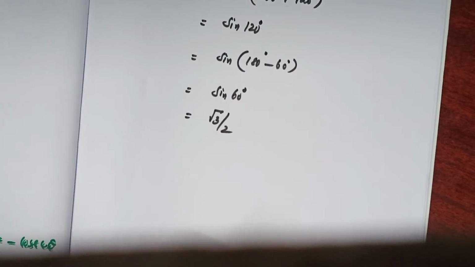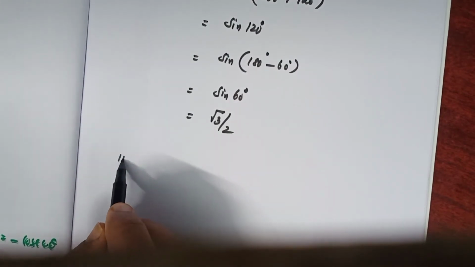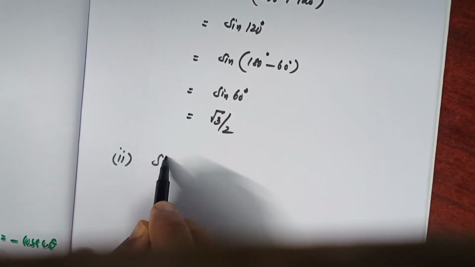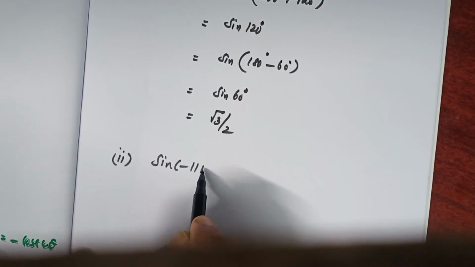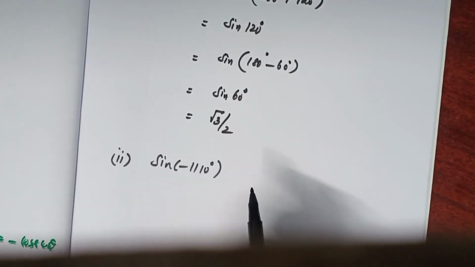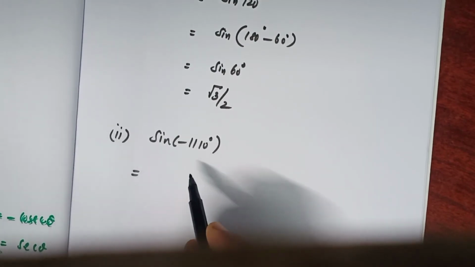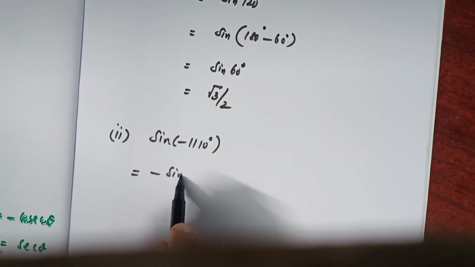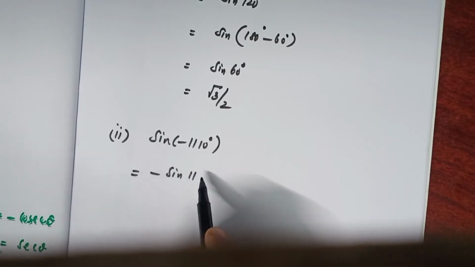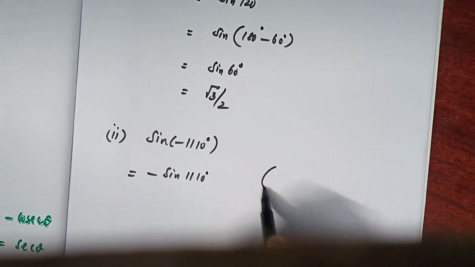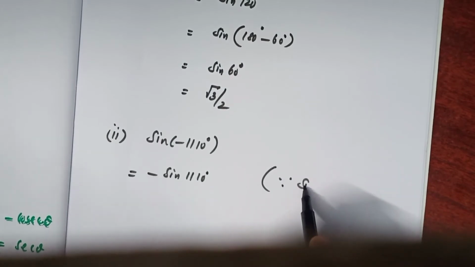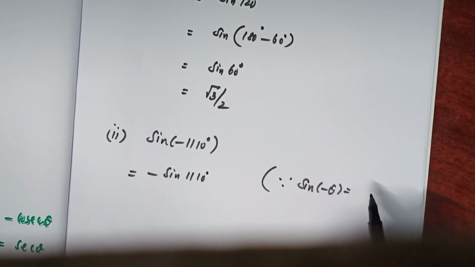Okay. Now subdivision number 2. Subdivision number 2, sine of minus 1110 degrees. We know that sine of minus theta is equal to minus sine theta. Therefore, minus sine of 1110 degrees. I write the reason: since sine of minus theta is equal to minus sine theta.